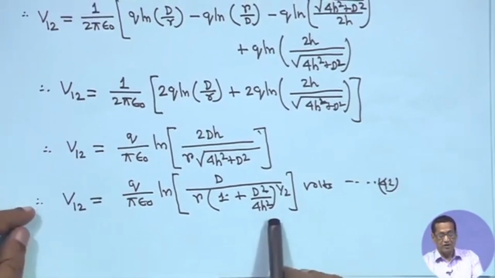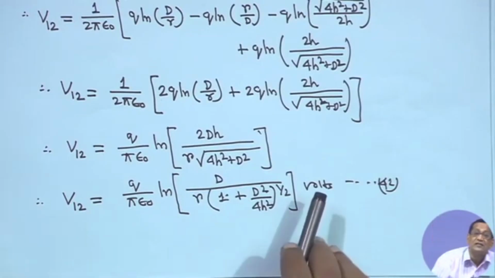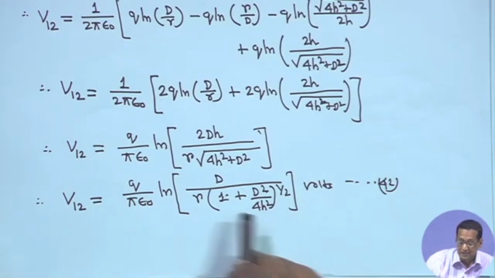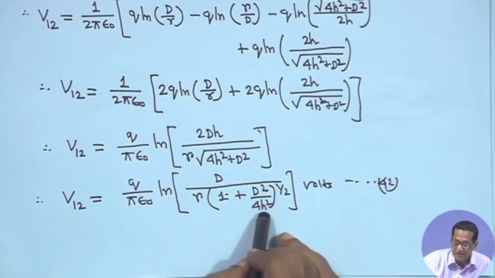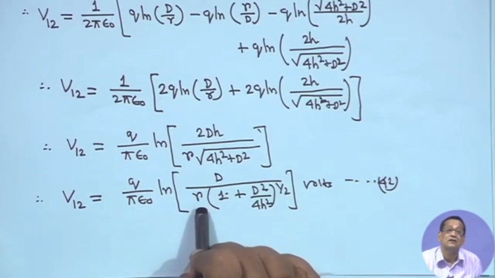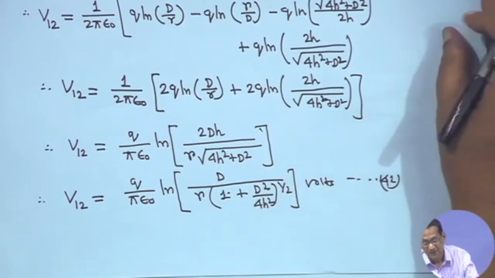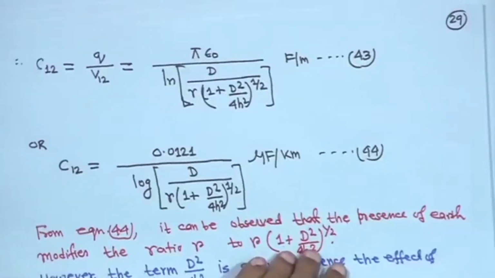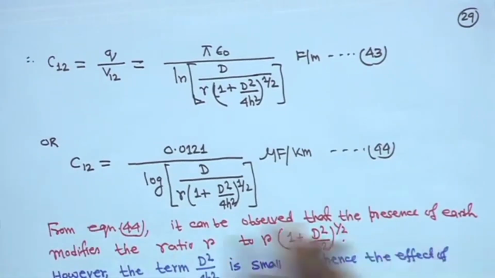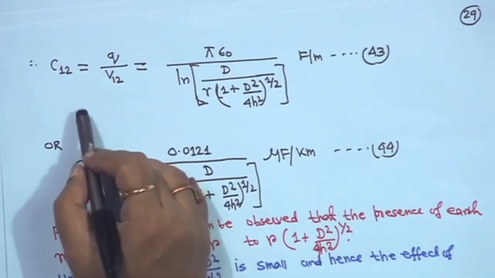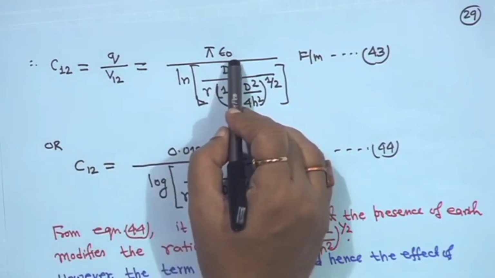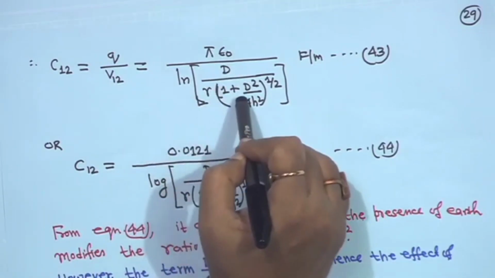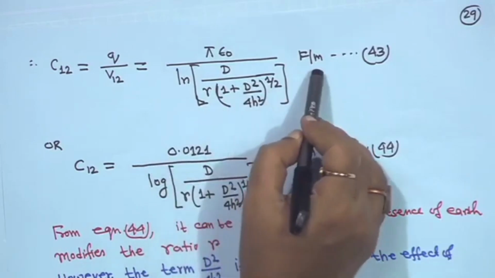So, this is the voltage expression. If the earth effect, the ground effect, is not there, then earlier it was just d upon r, but now it is d upon r into 1 plus d square upon 4h square to the power half. That means this factor has been multiplied with r, right. Therefore, C12 is equal to q upon V12, which is pi epsilon 0 divided by ln d upon r into 1 plus d square upon 4h square to the power half farad per meter.